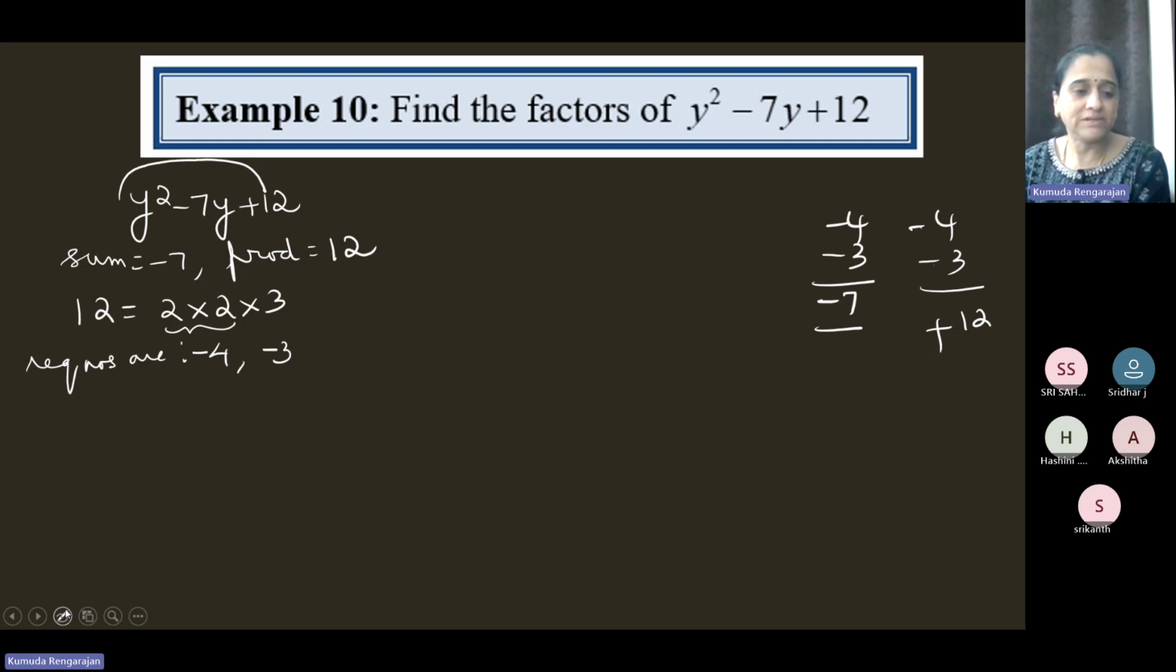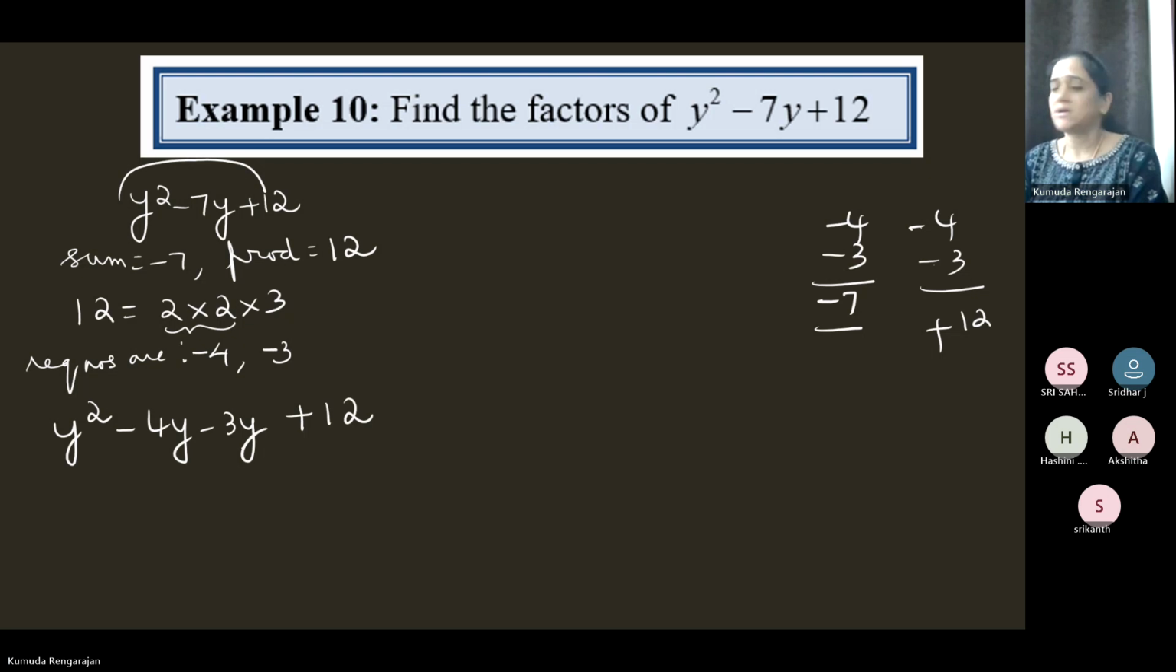So we're going to split the middle term using these two numbers. Write the first term as it is. Write the last term as it is. Now split the middle term. Minus 4y minus 3y. What is minus 4y minus 3y? Minus 7y. So have you changed the expression? No.